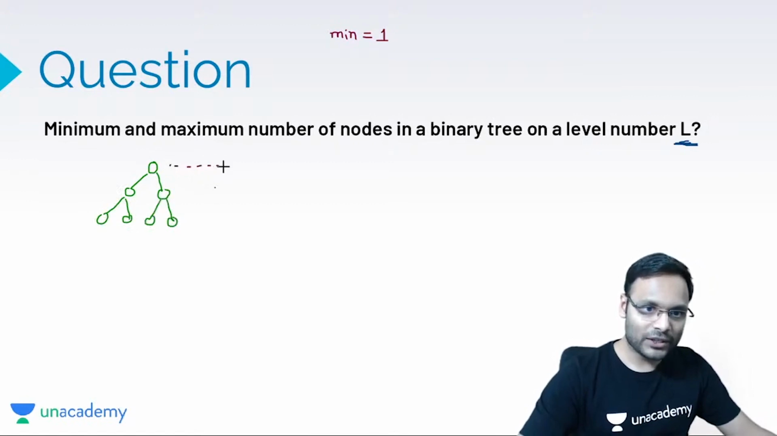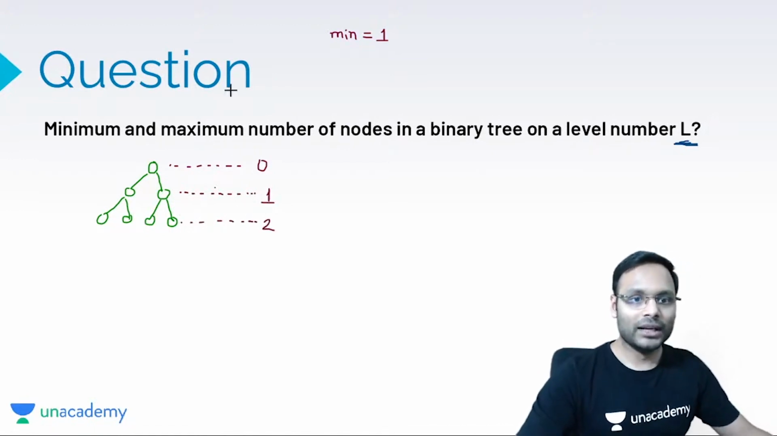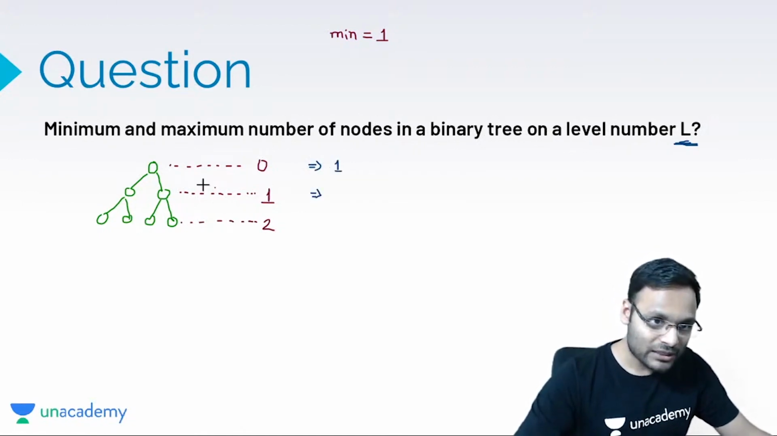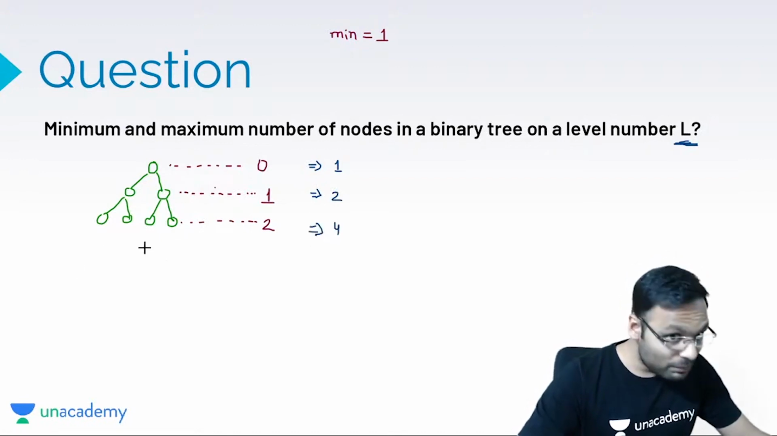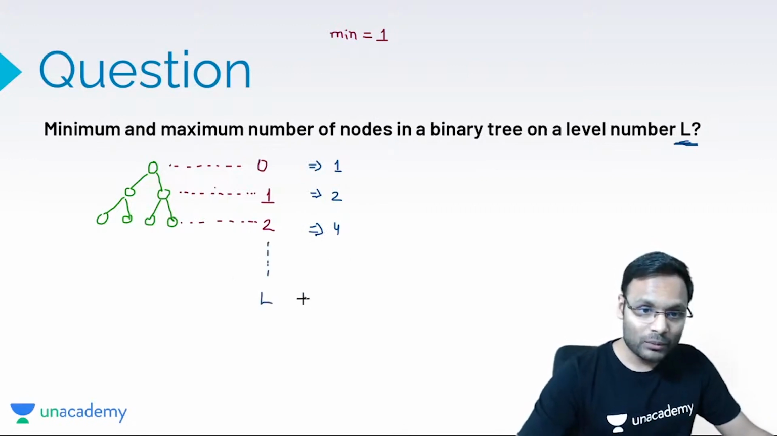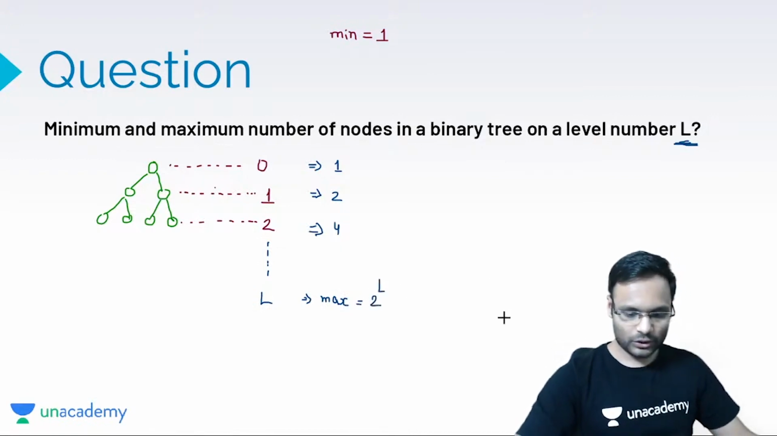This is level number 0. On this, how many nodes are possible? If level number is 1, how many nodes are possible? If level number is 2, how many? If level number is 0, the maximum number of nodes possible is 1. If level number is 1, the maximum is 2. Level number 2, maximum nodes are 4. Level number 3, maximum nodes are 8. Level number L, maximum nodes are how many? 2 power L. Simple.